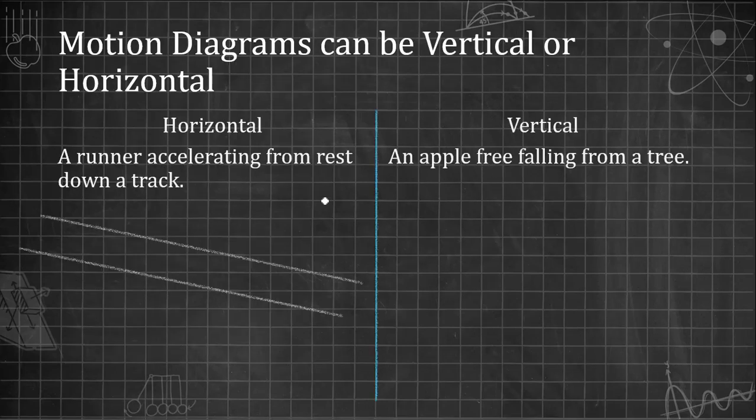So we can take a look at 2 real-life examples of this. The first will be a runner accelerating from rest down a track, the second being an apple free falling from a tree, one being horizontal motion, the other being vertical. So if a runner is starting on a start line, what we're going to see is they're going to start off with a pretty low velocity, or velocity close to 0, as they gradually get faster and faster as they run down the track. So we should see the dots getting further and further apart as time progresses.